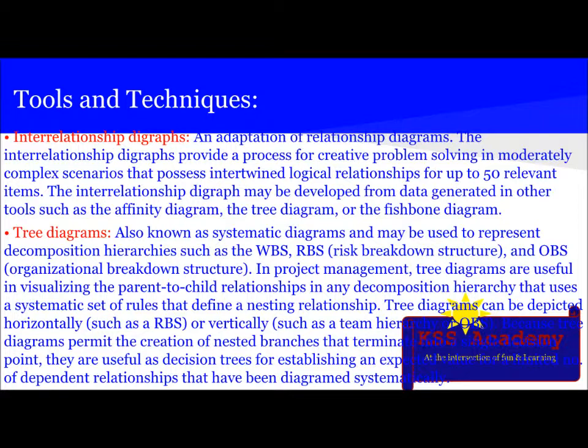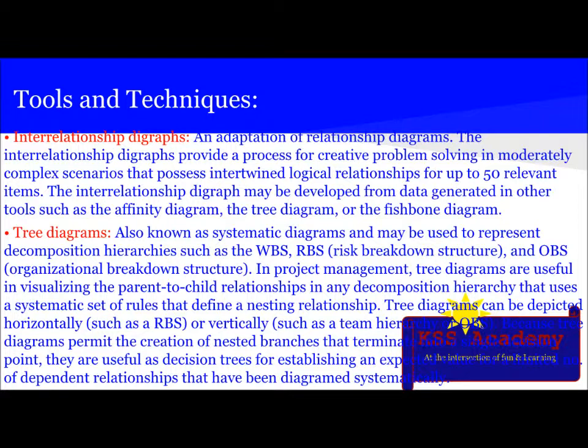The next technique is the tree diagram, also known as the systematic diagram, which may be used to represent decomposition of hierarchies such as WBS, RBS, or OBS. In project management, tree diagrams are useful in visualizing the parent to child relationship in any decomposition hierarchy that uses a systematic set of rules that define a nesting relationship. Tree diagrams can be depicted horizontally, such as RBS, or vertically, such as team hierarchy or OBS.